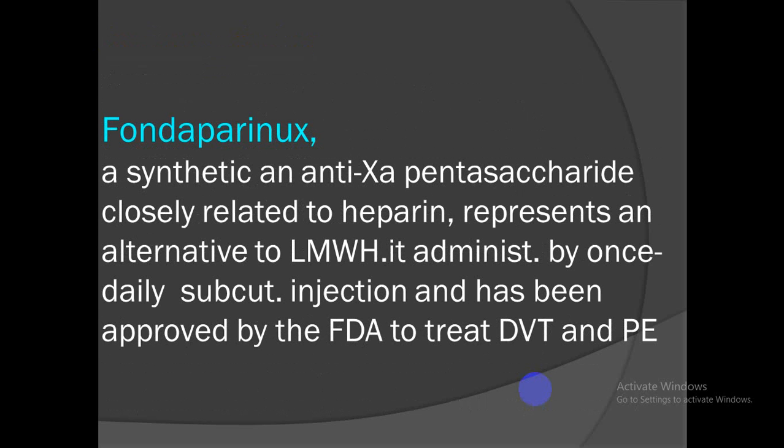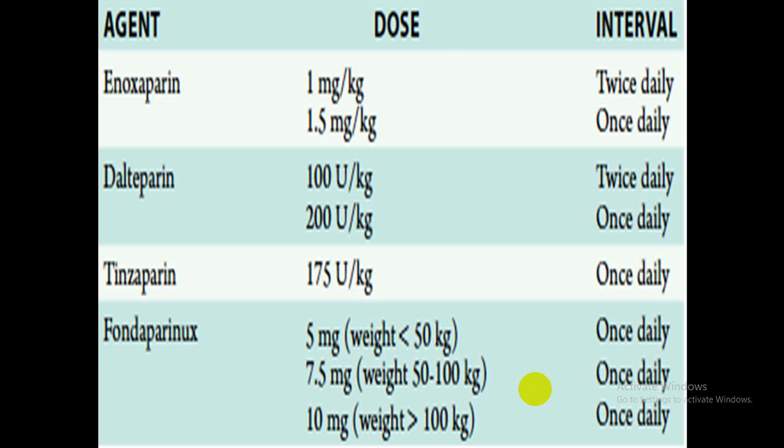Fondaparinux, which is an anti-factor 10 pentasaccharide closely related to heparin, is administered by once daily subcutaneous injection, and it is FDA-approved to treat DVT and embolism. The agent commonly used in the treatment of embolism is enoxaparin, at 1 mg per kg twice daily, or 1.5 mg per kg once daily. Dalteparin, tinzaparin, and fondaparinux can also be used as a once daily injection depending on body weight. So this is the parenteral treatment.